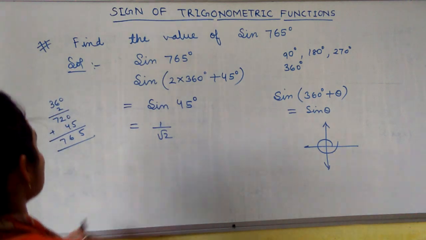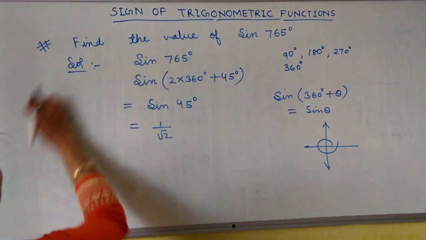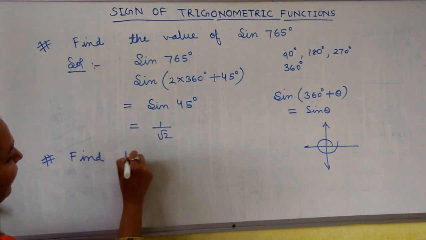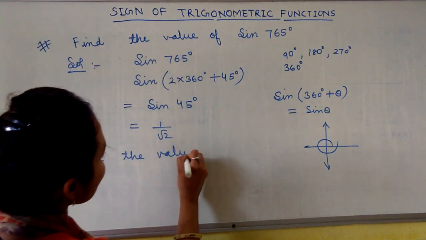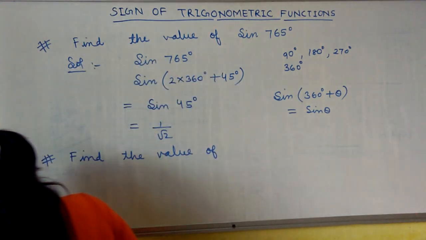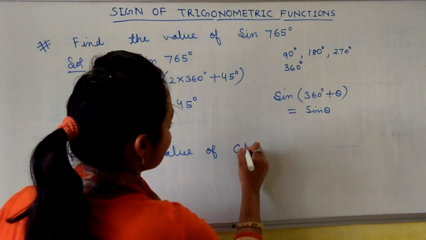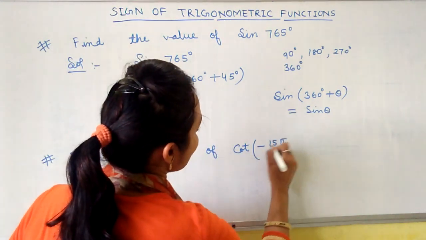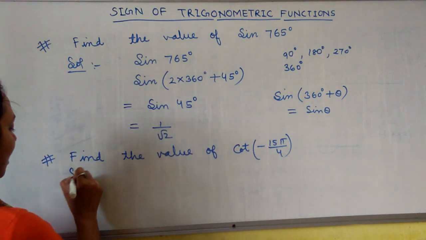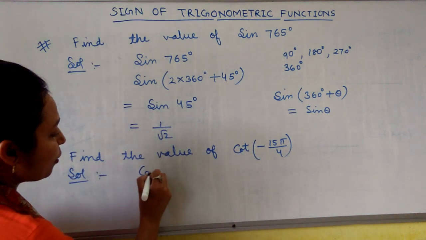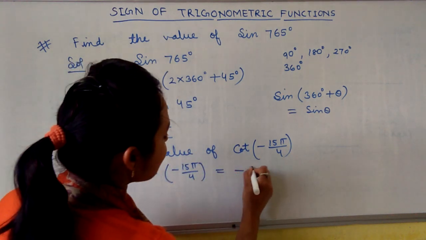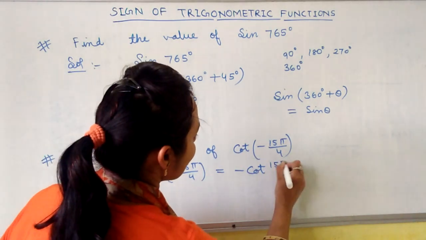Now the second question. In the second question we have cot. Find the value of cot negative 15 pi upon 4. How can we solve it? I will take this negative sign outside the bracket: cot negative 15 pi upon 4 becomes negative cot 15 pi upon 4.